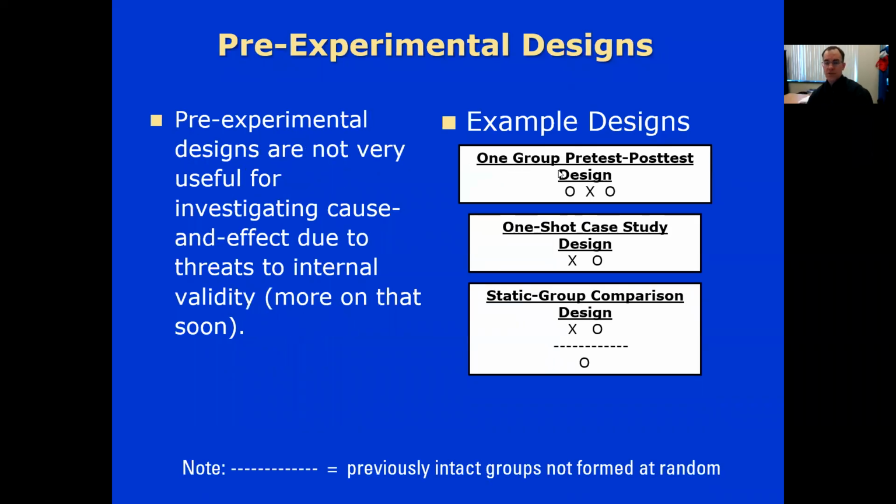Now, there may be situations where you need to do a pre-experimental design in order to collect some preliminary data for a larger study. However, there are some limitations to these pre-experimental designs that might be obvious, but let's discuss them. The first is the one group pre-test, post-test design. The idea here is you just have one group where you do baseline data, followed by the intervention, followed by post-test data.